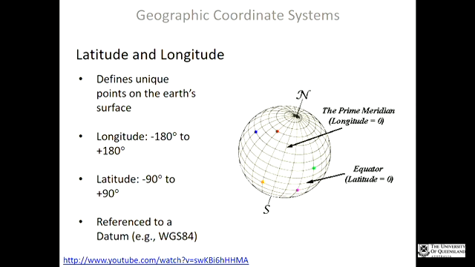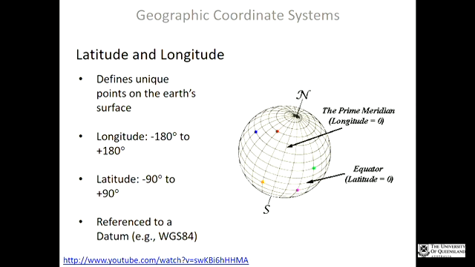But longitude runs from minus 180 degrees to plus 180 degrees relative to the prime meridian, which goes through Greenwich in London. And latitude is the north-south location, and that runs from minus 90 degrees in the south to plus 90 degrees in the north. Now, I said that these take into account the shape of the Earth's surface, and actually what geographers have done is model the shape of the Earth.